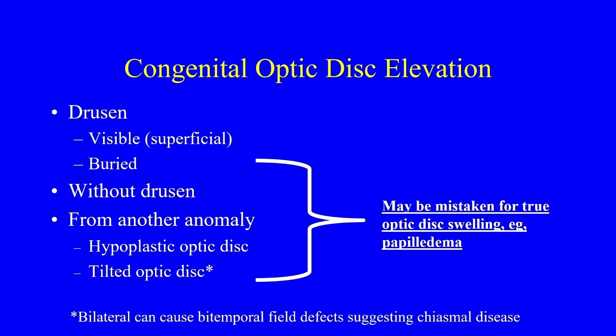So in summary, drusen can be visible or buried and cause elevated optic discs. You can have congenitally elevated optic discs without any drusen or from another anomaly.